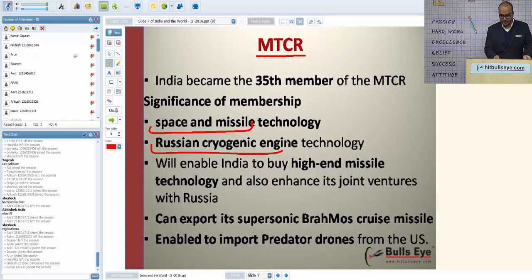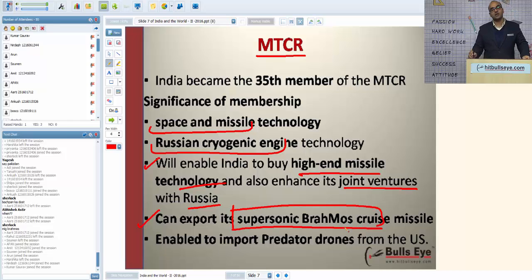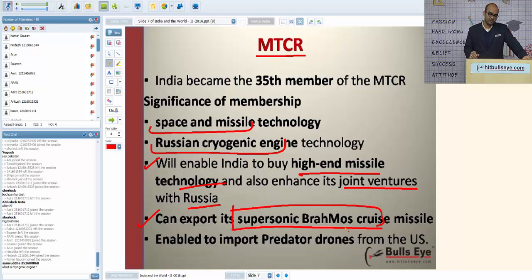It also allows us to import the Russian cryogenic engine, right? And it will enable India to buy high-end missile technology and enhance joint ventures. And very importantly, it can export and hope to earn revenue by selling its BrahMos cruise missile, right? And also certain Predator drones.